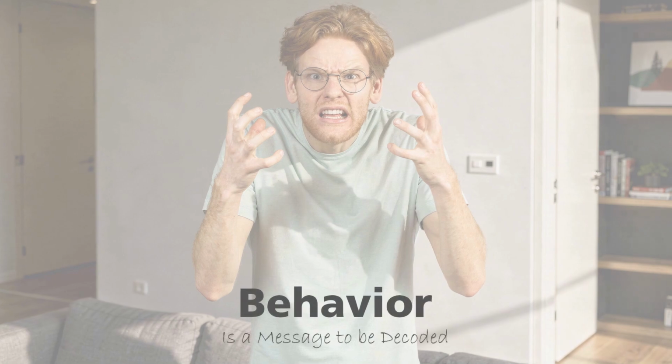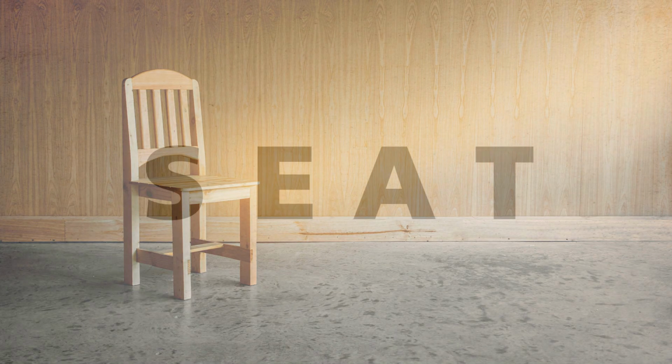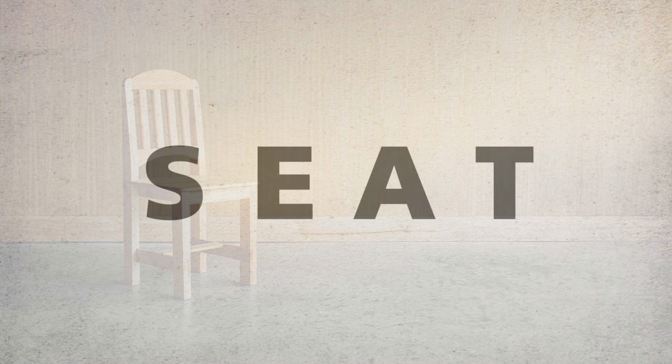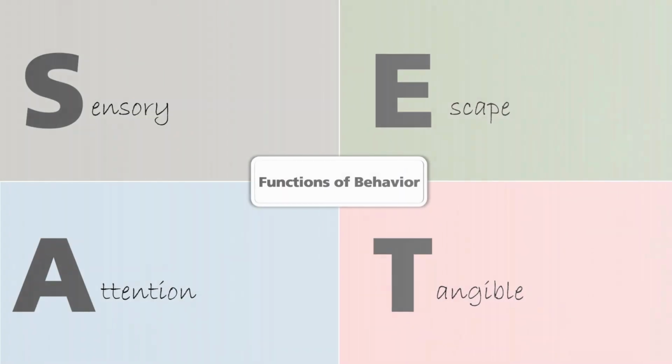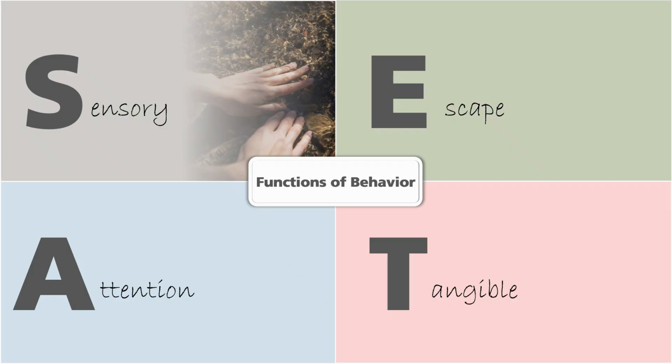Behavior is a form of communication, a message to be decoded. Behavior often is serving a function. We can remember the four most common functions of behavior with the acronym SEAT. The S stands for sensory. Our loved ones may behave inappropriately because they are seeking sensory input.